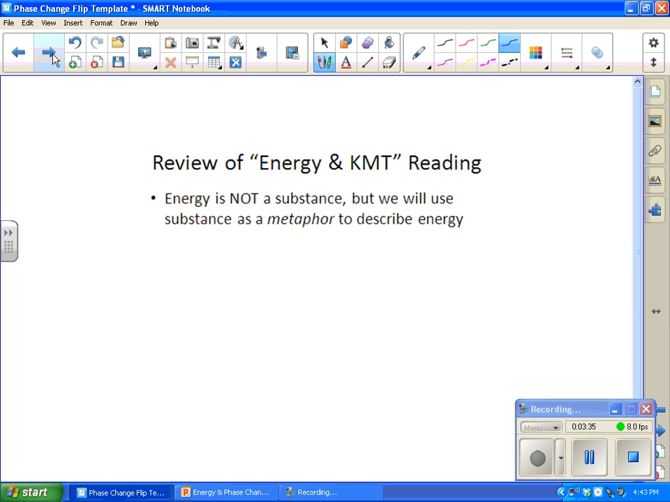The most important concept I want to get across here is that energy is not a substance. Energy does not have mass. Energy does not take up space. But thinking of it as a substance is kind of convenient for visualizing what's happening. So we use substance as a metaphor to describe energy.